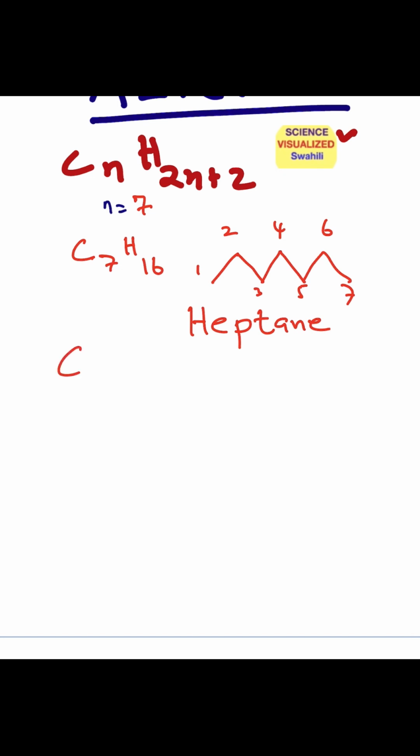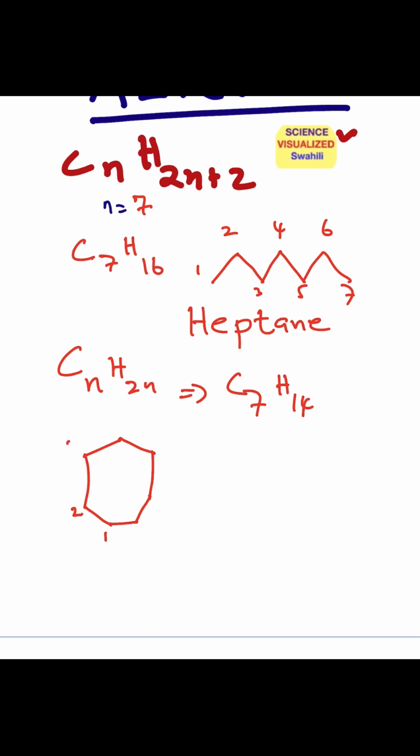For a cyclic system, the formula is CnH2n. So that will give you C7H14. And the structure will be like this: 1, 2, 3, 4, 5, 6, and 7. And the name for this now is cycloheptane.